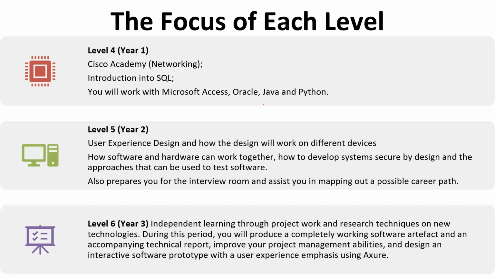And of course, at level 6, you conduct independent learning through project work and research techniques on new technologies. During this period, you will have the ability to produce a completely working software artifact and an accompanying technical report, right? So you also have IT project management. I believe that they currently teach Prince 2 in terms of project management, but they eventually want to move across to Agile, right? So that transition is currently being discussed and I believe it would take place in the upcoming semester.